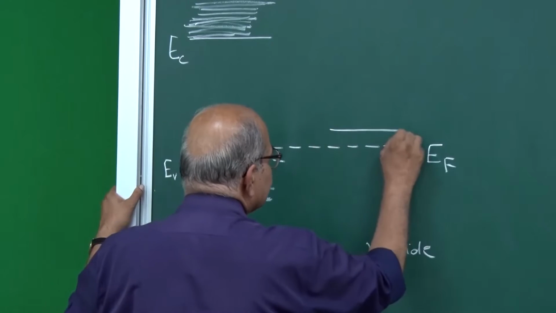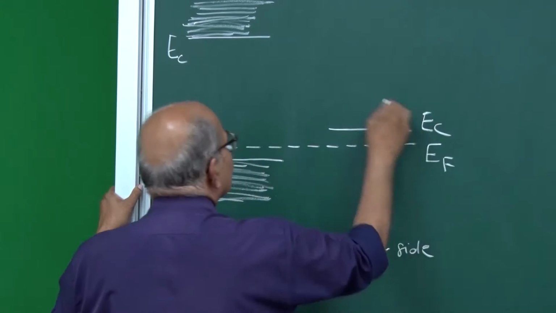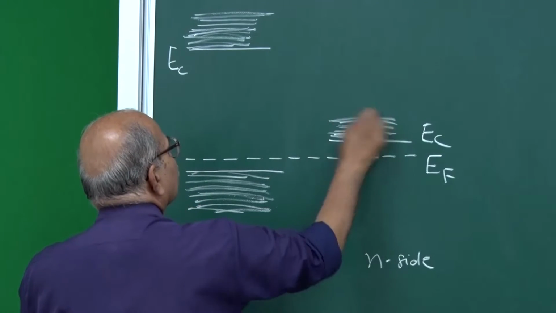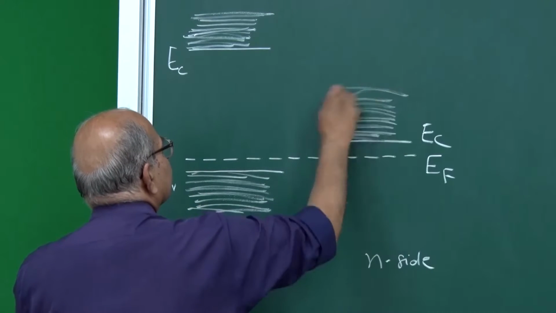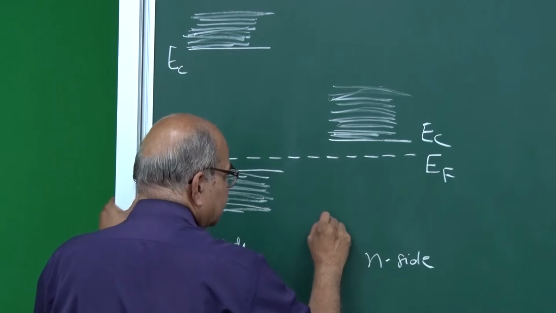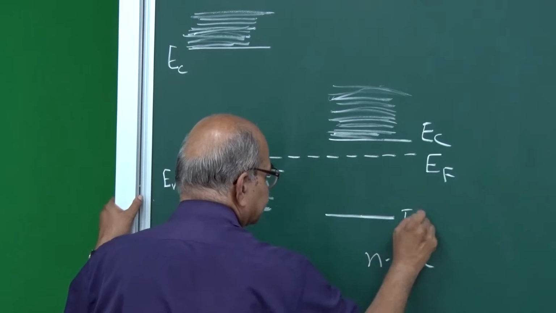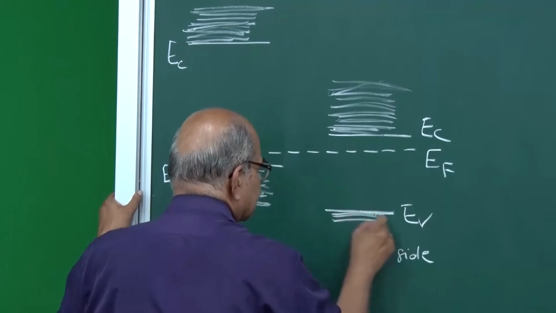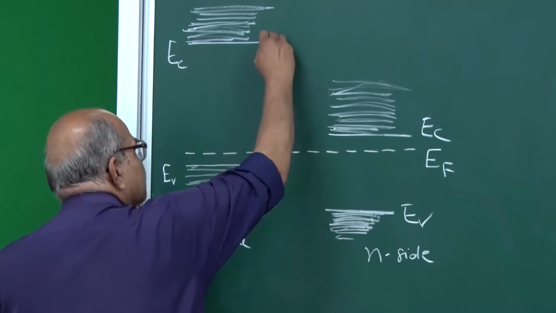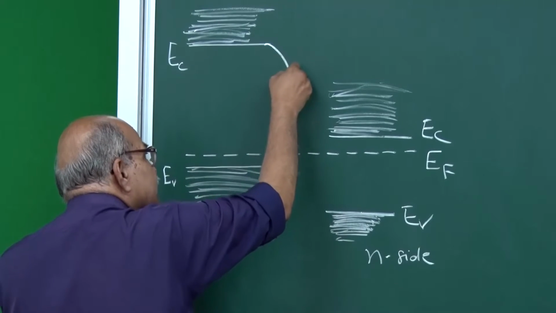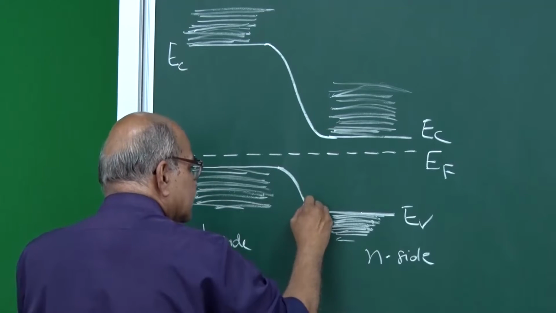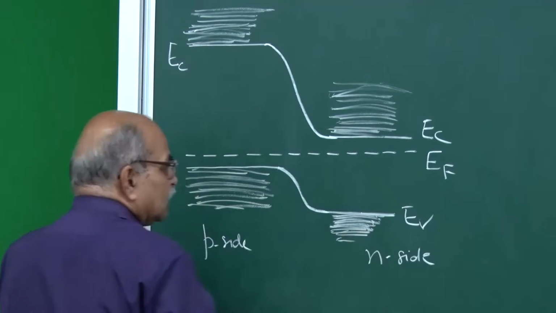So, this EC is here, and then all these quantum states are here. These are the conduction band, and EV, the valence band, will go somewhere here, and you will have these valence band quantum states. Then it bends and joins with this EC. This bends and joins with this EV, and so on.